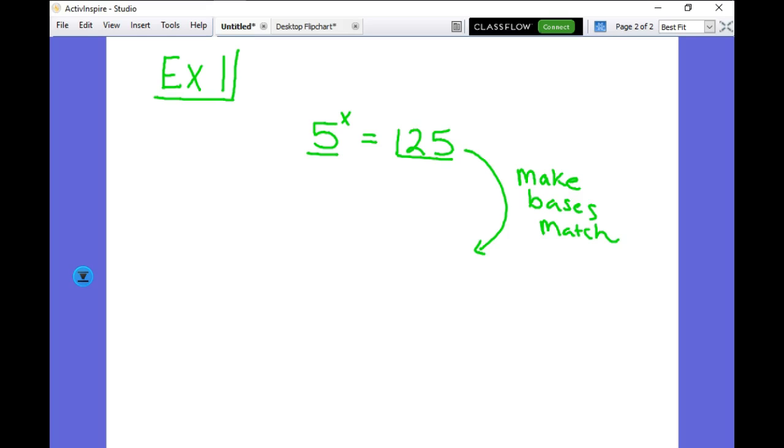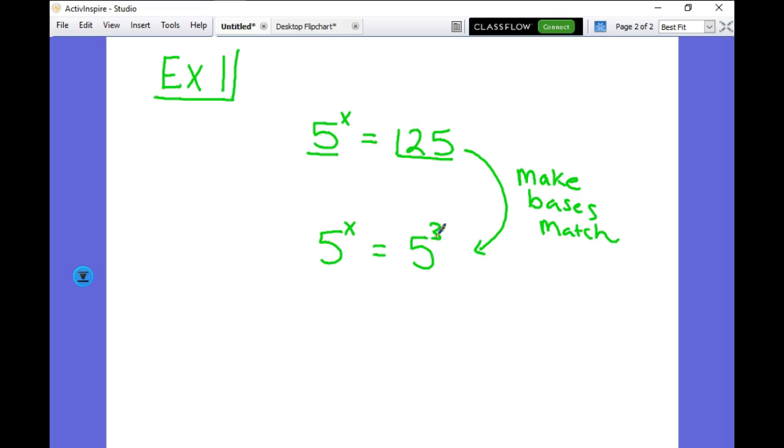Usually you're going to change the bigger one into the smaller one. So it's going to look like this. I'm going to say 5 to the x is equal to 5 to what power? You just have to think about it. 5 to the first is 5. 5 to the second is what? 25. 5 to the third is 125. 5 times 5 times 5 is 125.